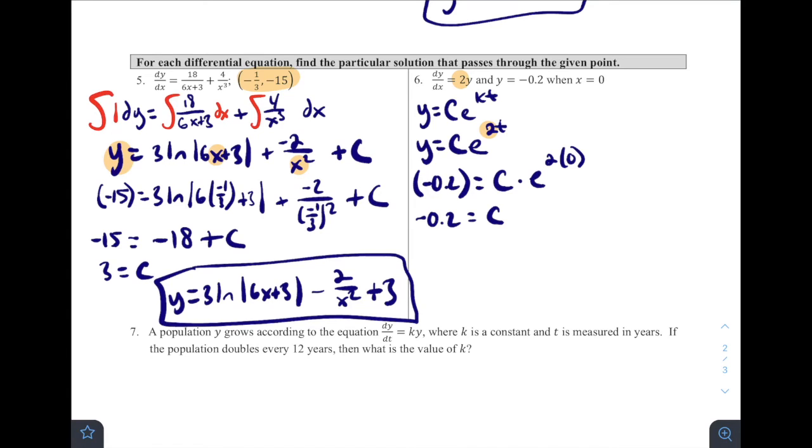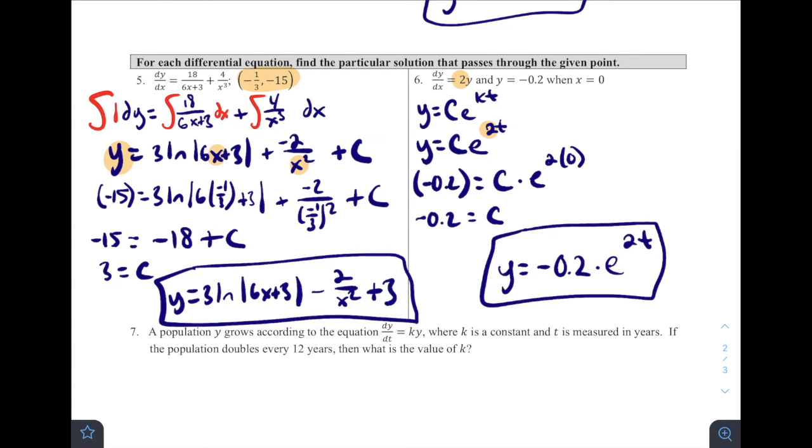So what is our final equation? Well, y is going to be equal to negative 0.2 times e to the 2t power. And that's going to be our equation for problem number 6. And actually, realistically, this should be an x instead of a t. You want to be consistent with whatever variables they're giving you. So maybe we should change that to be a 2x.